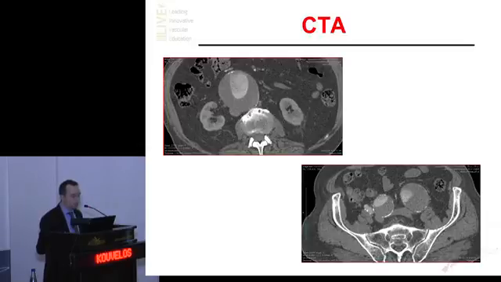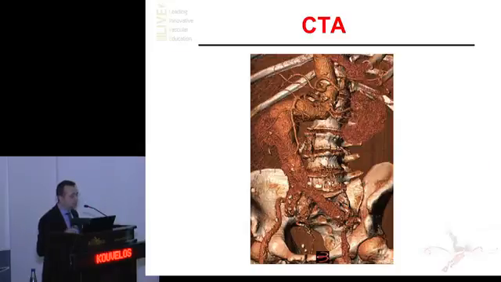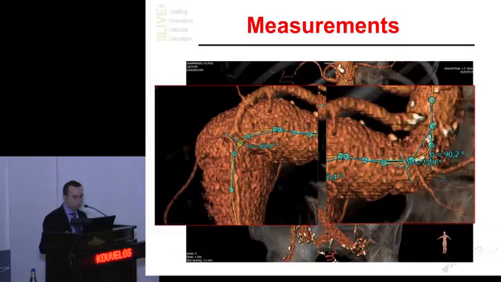In these axial CTs, we can see the AAA and the common iliac artery aneurysm. And here's the 3D reconstruction of the whole aorta. Given the history of the patient, we decided on a standard endovascular procedure.